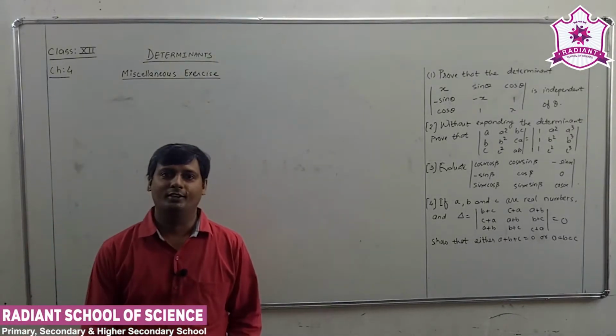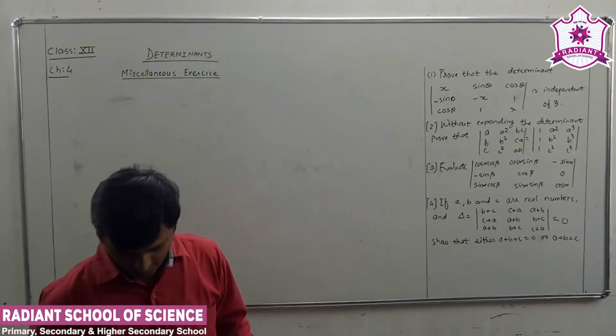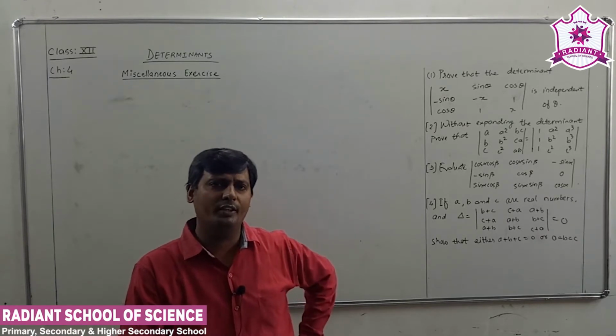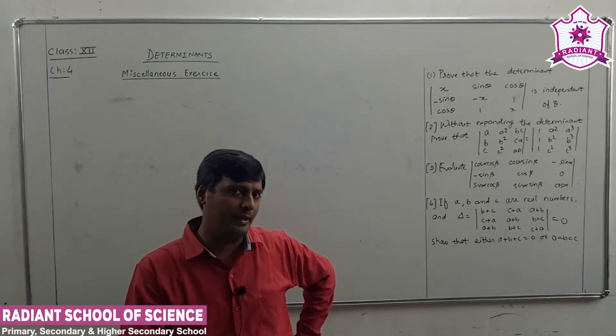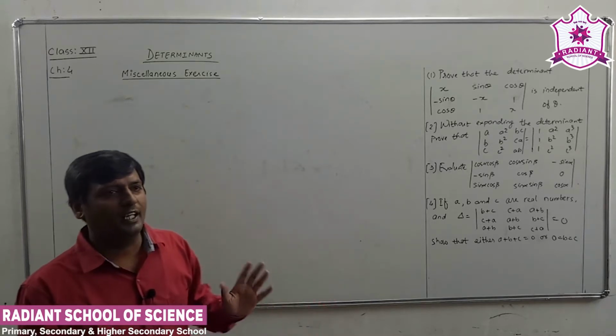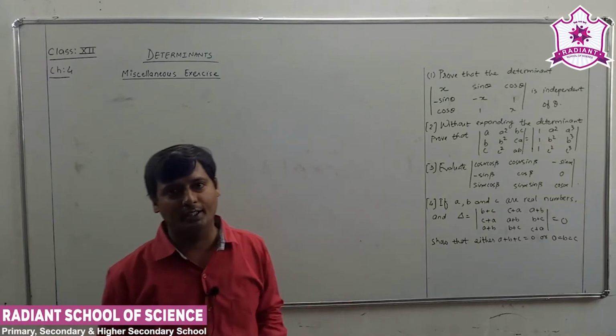Hello students, today we are ending the chapter. The last exercise is the miscellaneous exercise. We have solved all the theorems, and many methods were completed in the previous lectures, right? So let's start the miscellaneous exercise of chapter number 4, determinants.